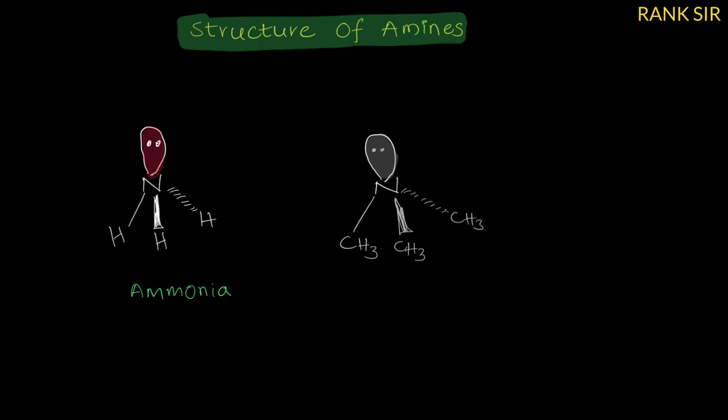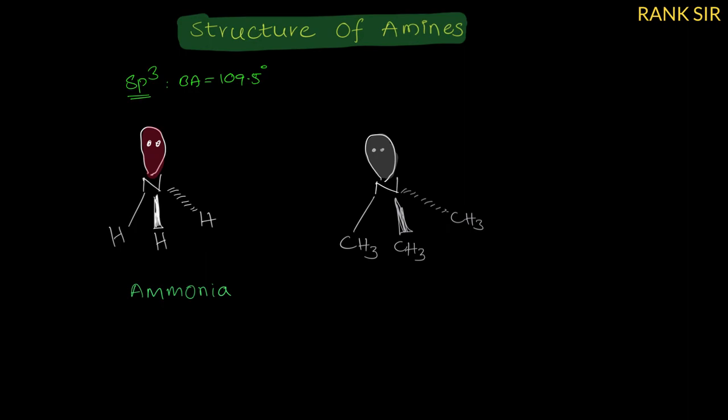Hello everyone, today I want to discuss the structure of amines. We know the structure of ammonia from chemical bonding: ammonia has a pyramidal shape. But what is the hybridization? It is sp3 hybridization. So what is the actual bond angle? The bond angle will be 109.5 degrees, though some books give 109.28. According to one textbook, it is 109.5 degrees.